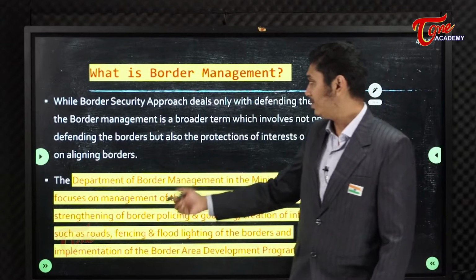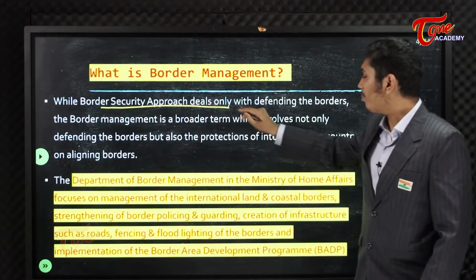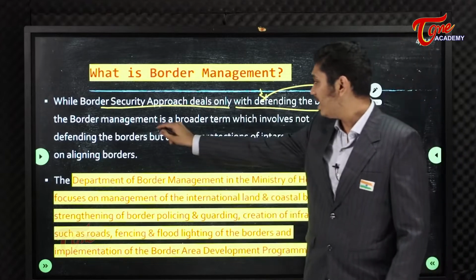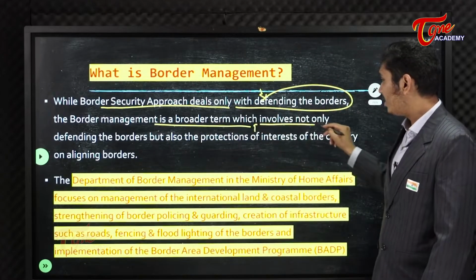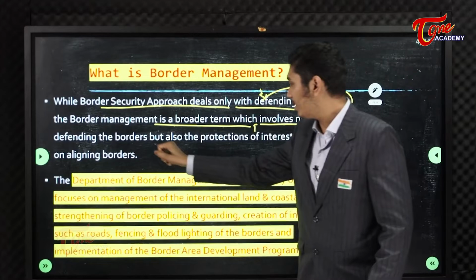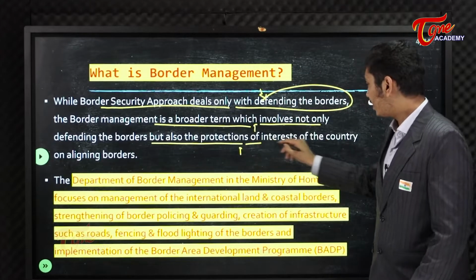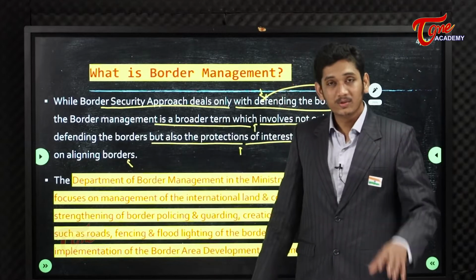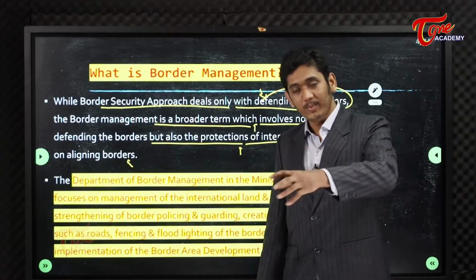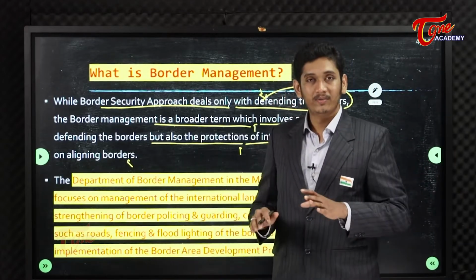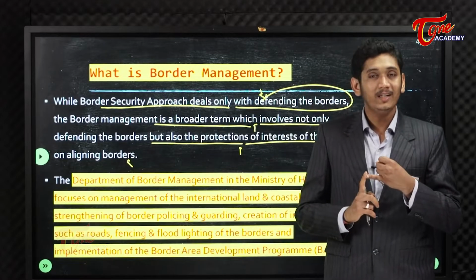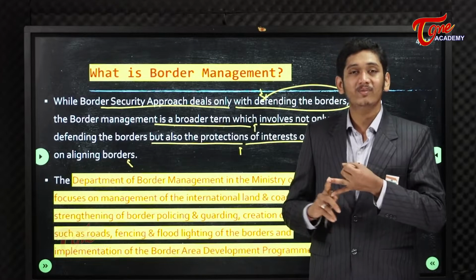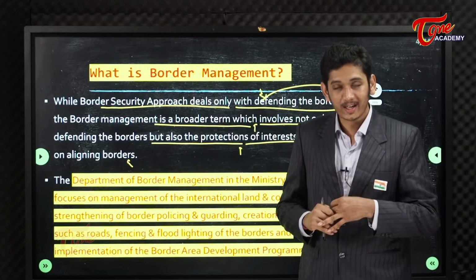Let me explain again. While the border security approach deals only with defending borders, border management is a broader term which involves not only defending the borders but also protecting the interest of the country on ailing borders. So you have to protect the interest of the people who are at the border of India. That is how you are providing them communication, how you are providing them all the facilities that the mainland people of India are getting. Okay.